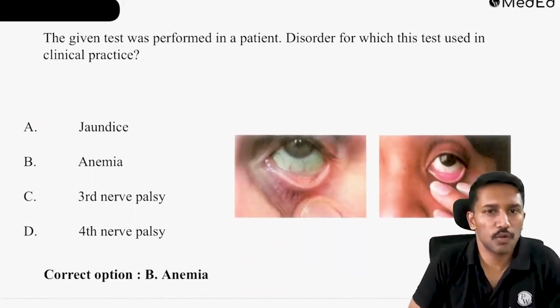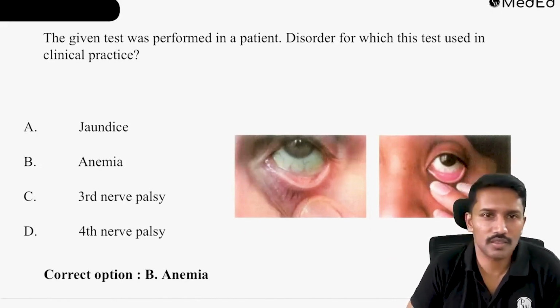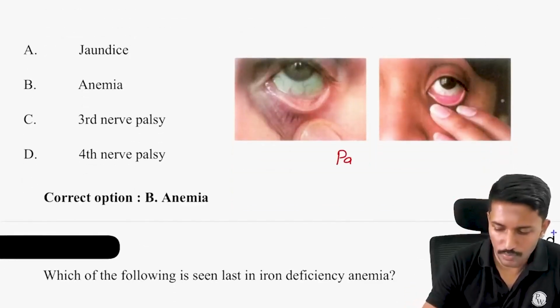Now the given test was performed in a patient with a disorder, for which of these tests is used, right? So basically what are they looking for? They are looking for the pallor, right?